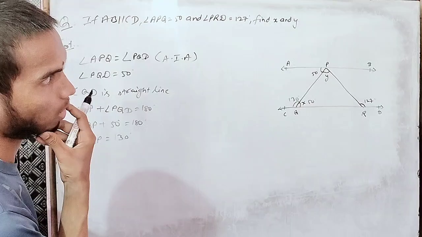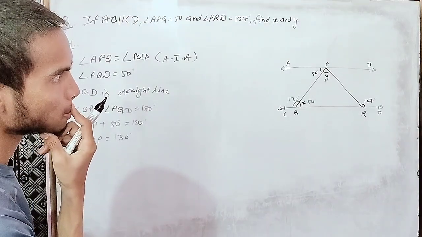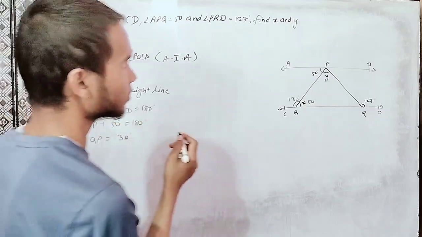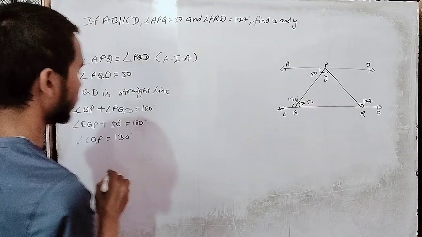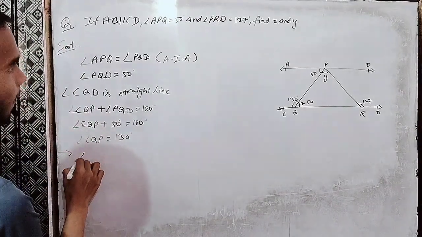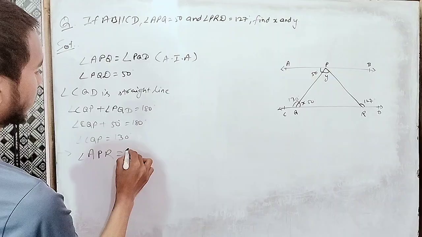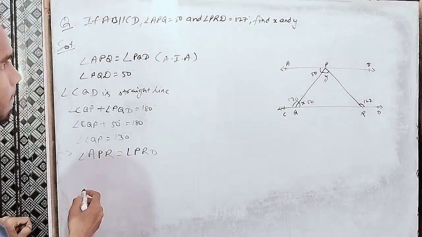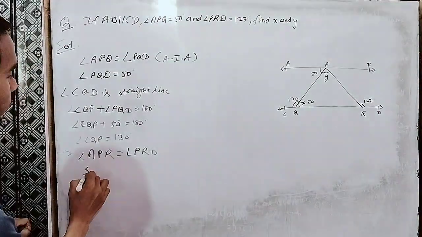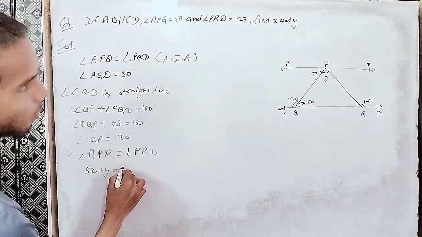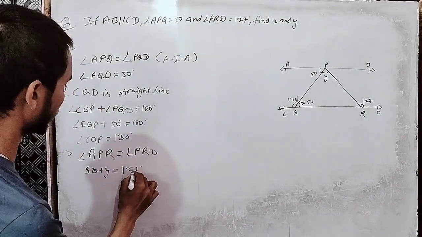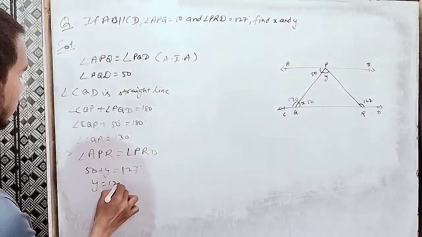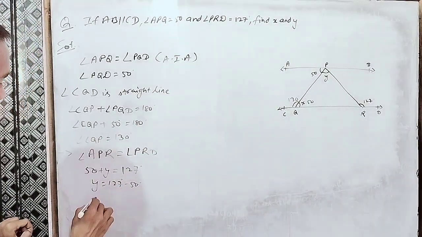Okay. What else? Here we know APR would be equal to PRD. Am I right or not? Yeah, of course. So here 50 plus y is 127, and we will find the value of y. The value of y is 127 minus 50.